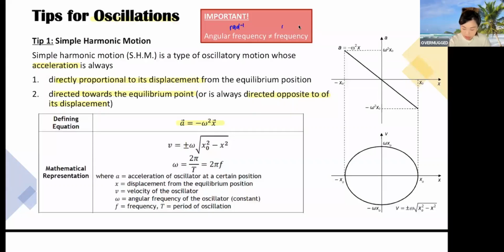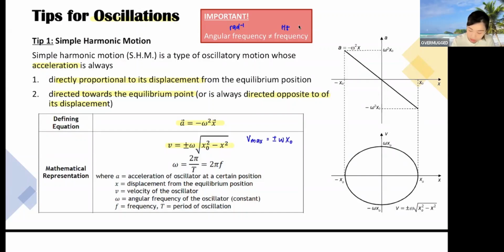but frequency's unit is hertz. Then for simple harmonic motion, the velocity equation will always be given as this, whereby your velocity varies between the positive and the negative direction: v equals plus or minus omega times the square root of the original distance of your motion squared, minus the displacement of your object from the equilibrium position squared. So if we were to find the maximum velocity, this is plus or minus omega x naught.